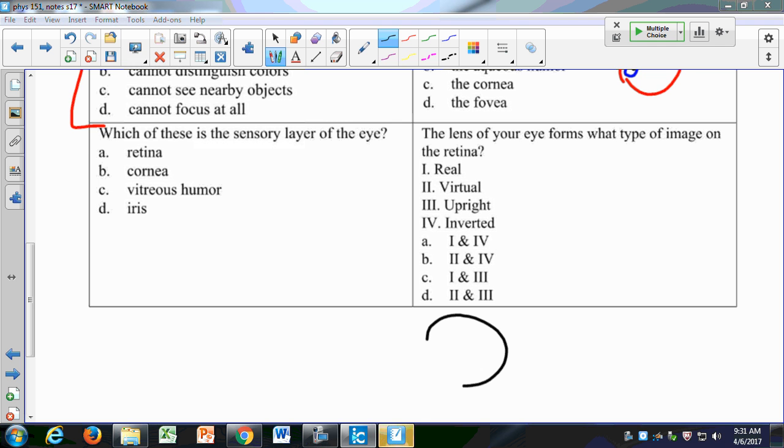That's your retina. So if I think about my eye, here's my lens. I have an object back here.